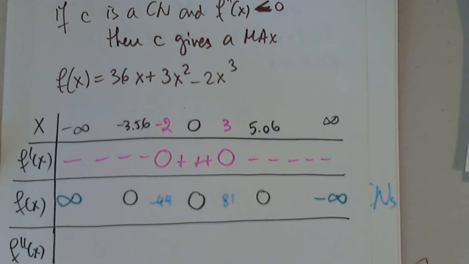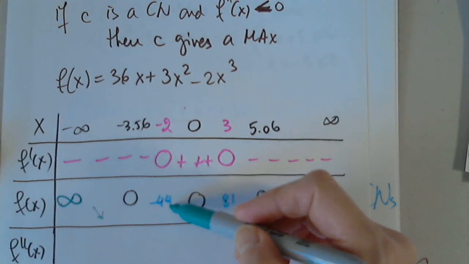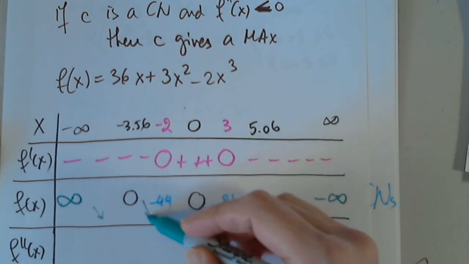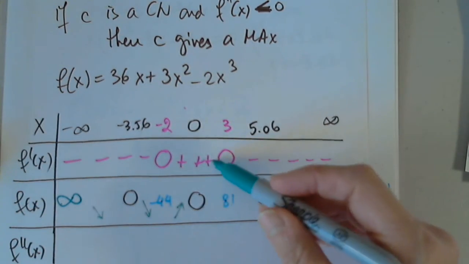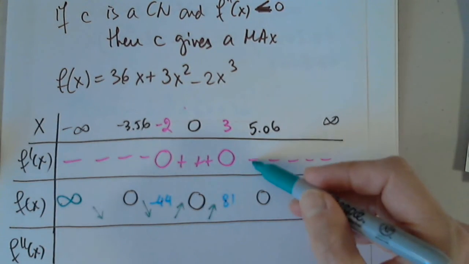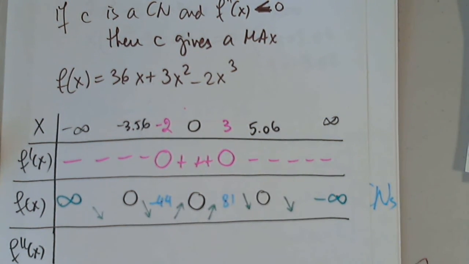So from positive infinity to 0, yes. From 0 to negative 44, yes, of course. From negative 44 to 0, yes, of course. From 0 to 81, yes. From 81 to 0, yes. From 0 to negative infinity, yes. I'm confident that these two work well together, and the sign of the derivative is in sync with the values that I determined for the y values or the function values.